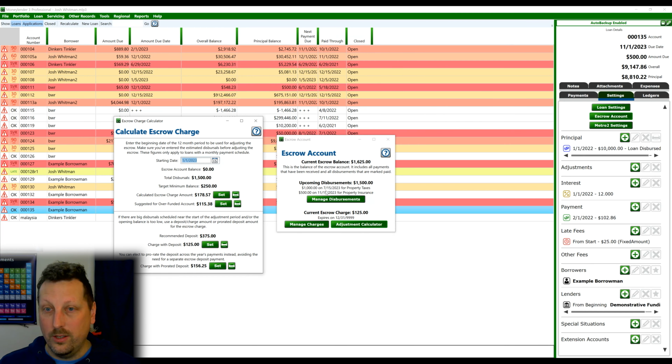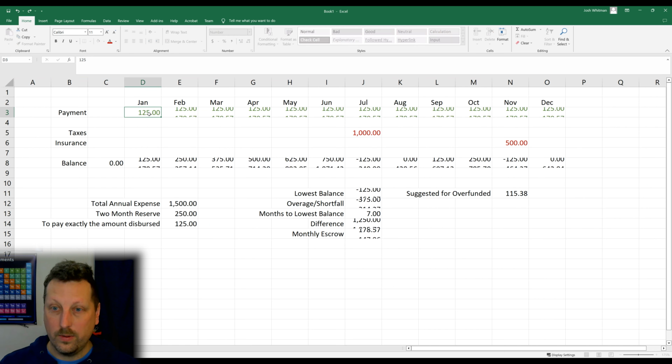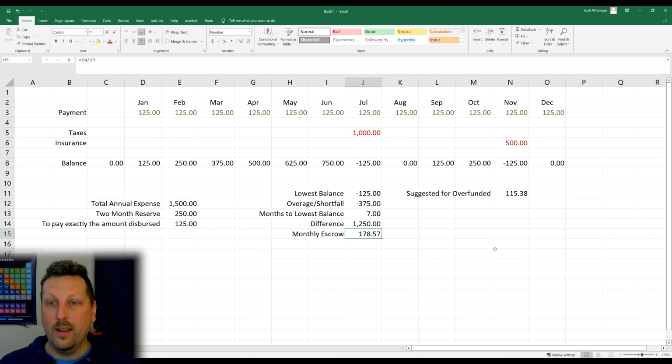And if I adjust this, so this happens in November, just like the escrow sheet, we can see that 178.57, Moneylender has done the exact same math here. 178.57 is the number it wants. Okay.